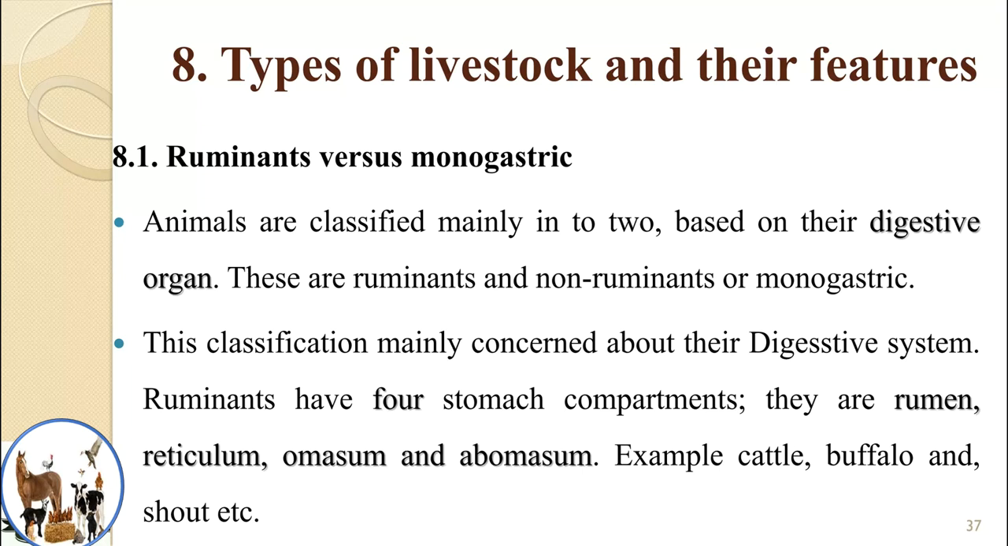Ruminants have four stomachs, FOUR. Especially number one is the rumen, number two is the reticulum, then the omasum, and the abomasum. So the ruminants are the ones which ruminate in nature. Examples of such animals are the cattle, buffalo, sheep, goat, etc.